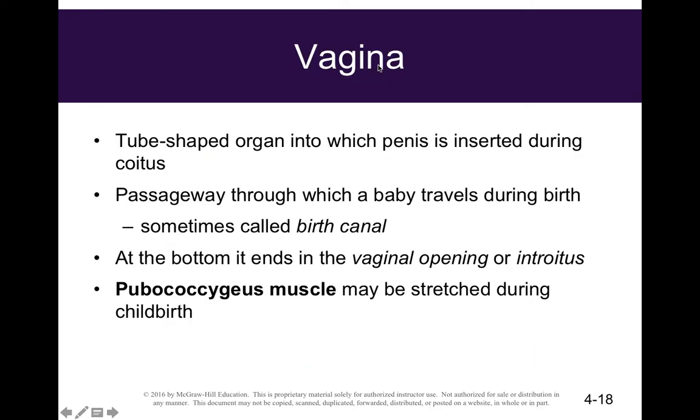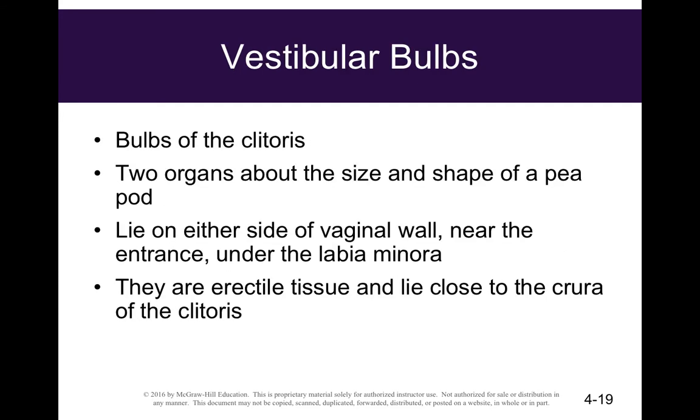So the vagina is a tube-shaped organ into which the penis is inserted during coitus, during vaginal intercourse. It's the passageway through which a baby comes out during birth, right? Sometimes we call the vagina the birth canal. At the bottom, it ends in the vaginal opening or introitus. And the pubococcygeus muscle is a really important pelvic floor muscle that sometimes gets stretched during childbirth.